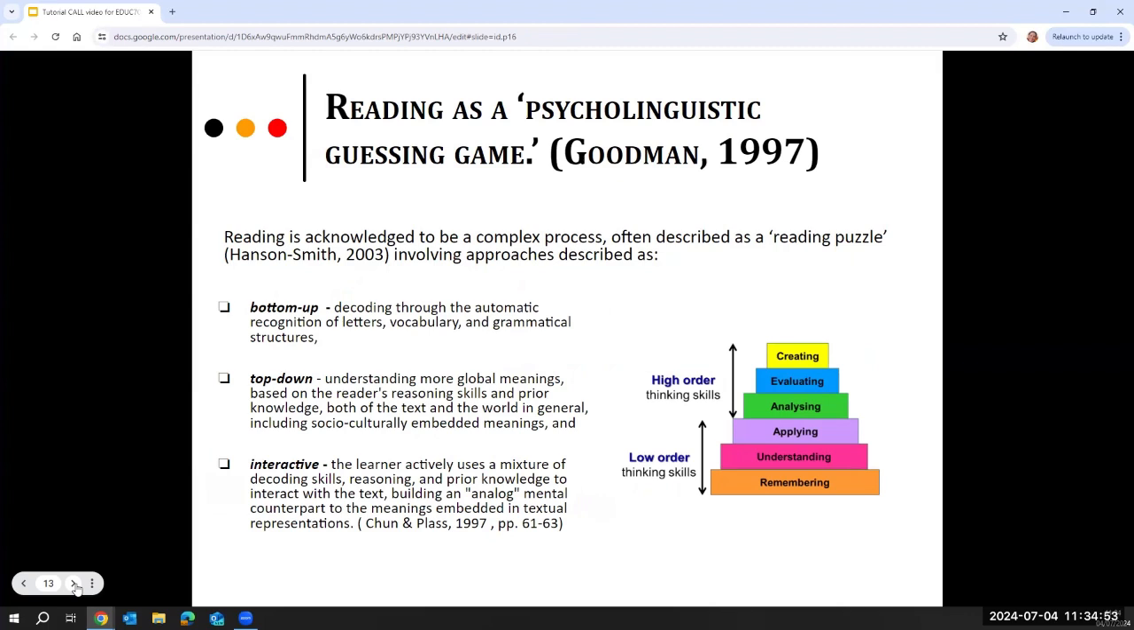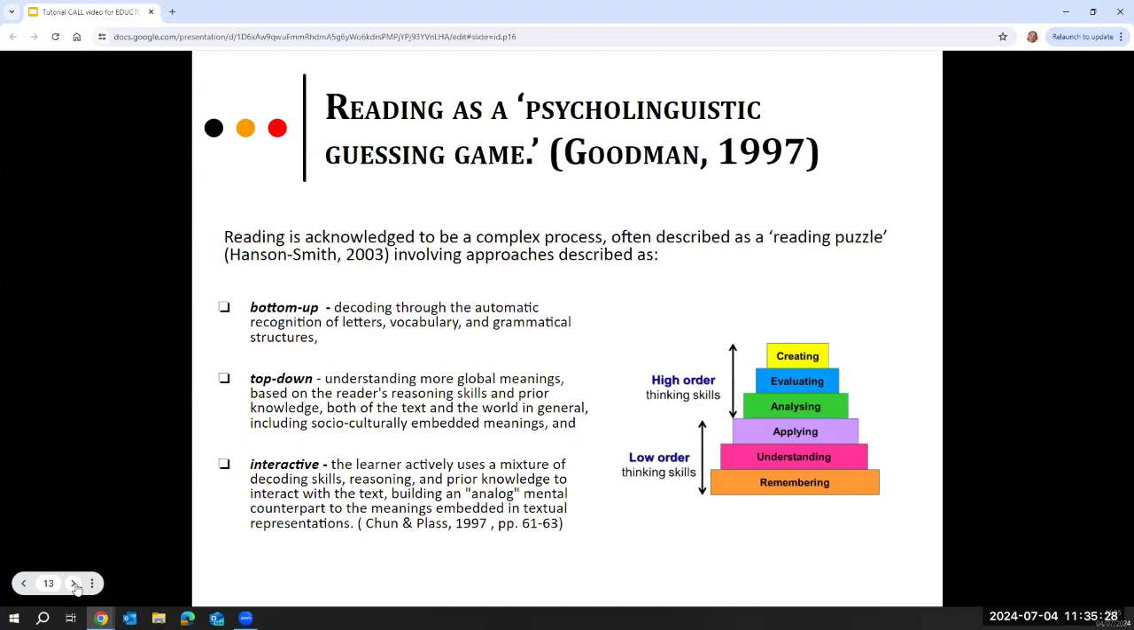Those who are familiar with the work of Bloom and his taxonomy and are familiar with this kind of pyramid know that there are lower and higher order skills. Lower skills involve remembering, understanding, and applying, and higher order skills involve analysis, evaluation, and creation. Now, when we read, we put into practice all of these different skills.